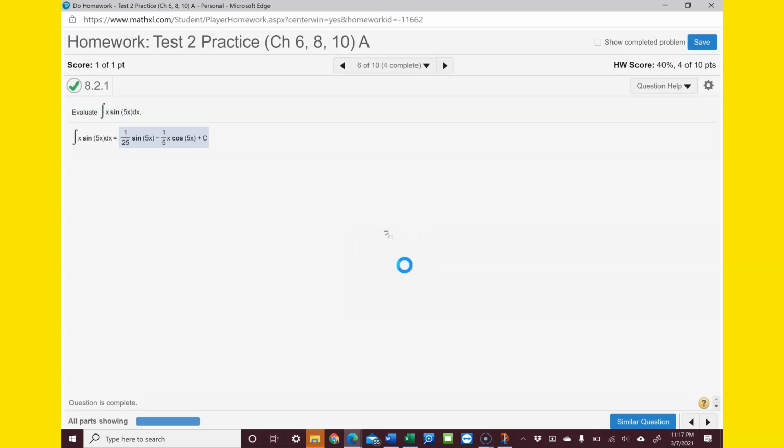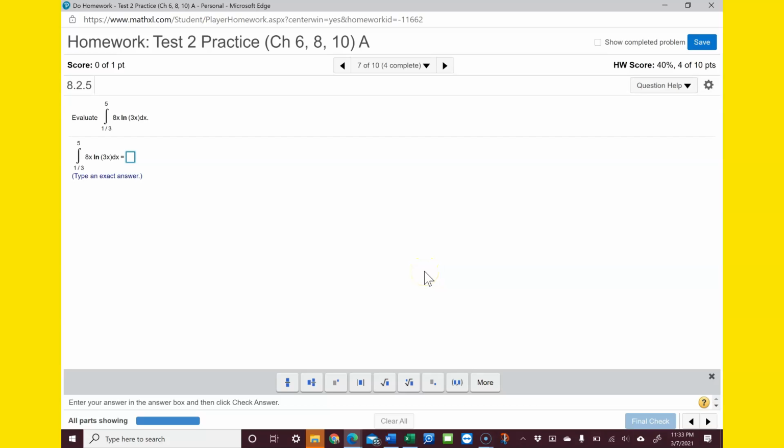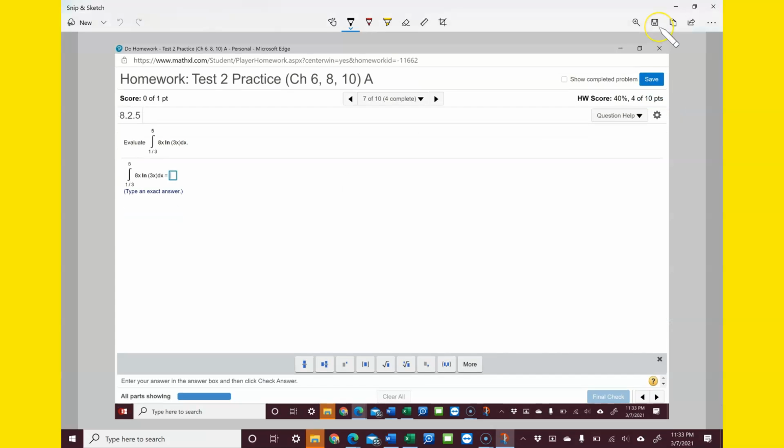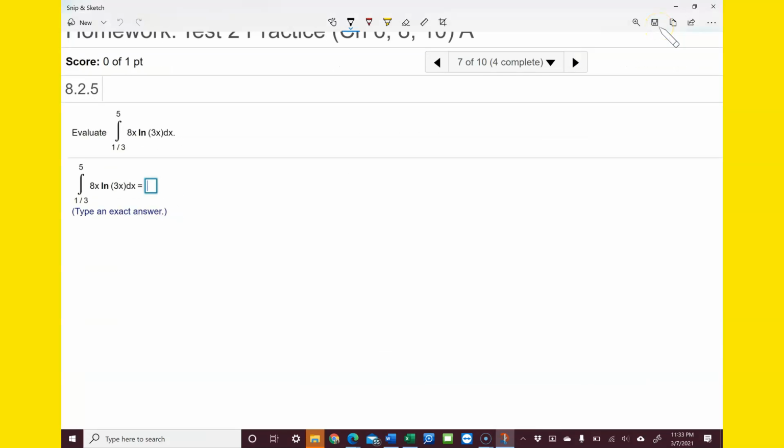Next question. Alright, number 7. This is one some people said they had trouble with, and I can understand why. Alright, well, if we do LIATE again, the first one we actually encounter is the log. So we're going to let u be the log. u is ln 3x.